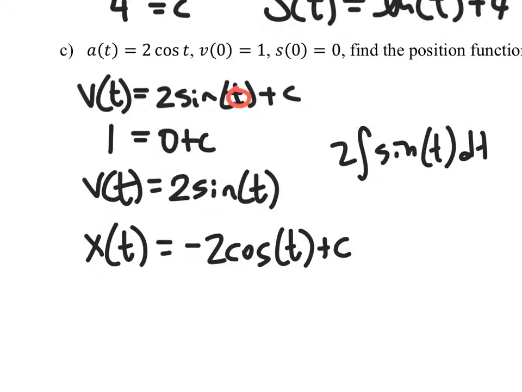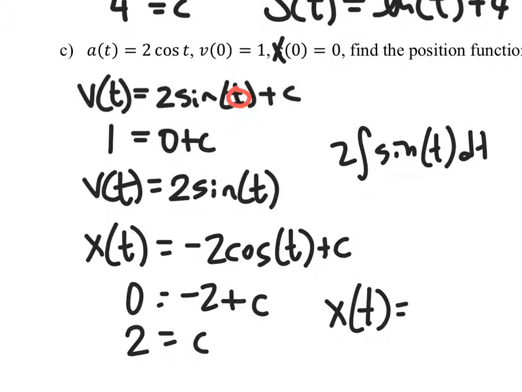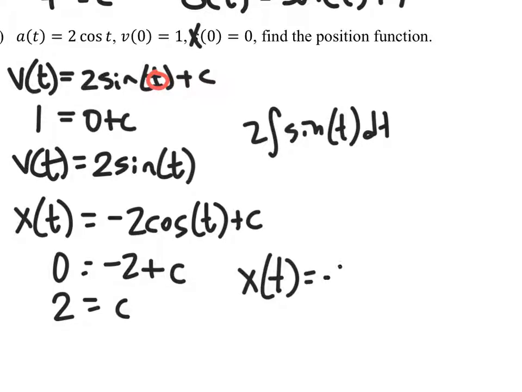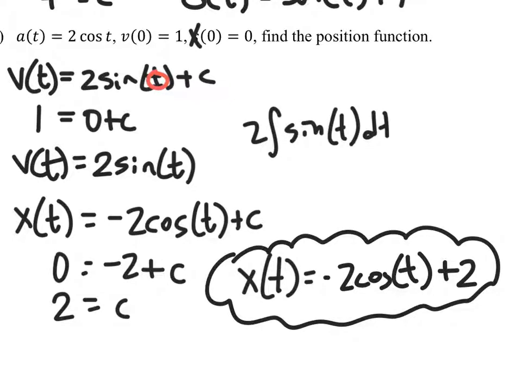So if x, and I guess I could go with s or x, the position function is 0 when we plug in a 0. So that's negative 2 times the cosine of 0. Cosine of 0 is 1, plus c. Therefore, c would equal 2. So our position function x of t would equal negative 2 cosine of t plus our constant 2. There's our position function, backing up through the velocity function from the acceleration function.